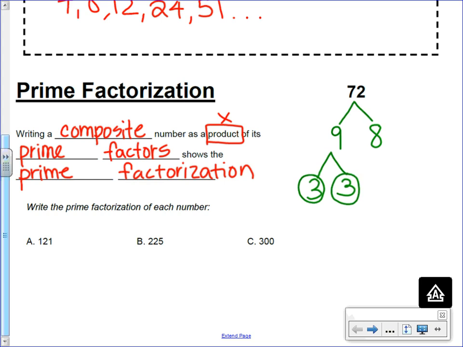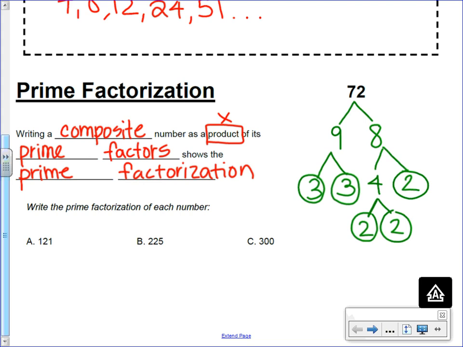And now I go on to 8. What times what makes 8, everybody? 4 and 2. Are either one of those prime? Yes, 2. So I circle the 2. And now I have to keep going with the 4. So the 4 is 2 times 2, and both of those can become leaves. You can't stop until all you have left is leaves. If you come to a number that's still composite, you have to keep going. You can't stop till all you have is prime numbers left.